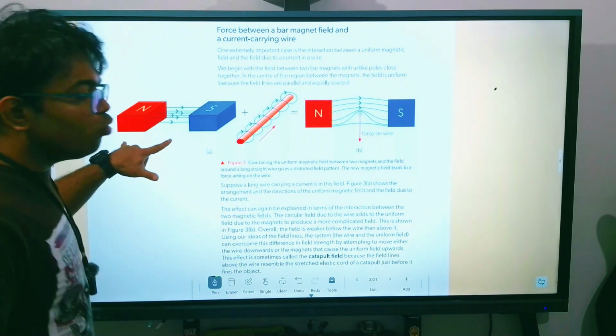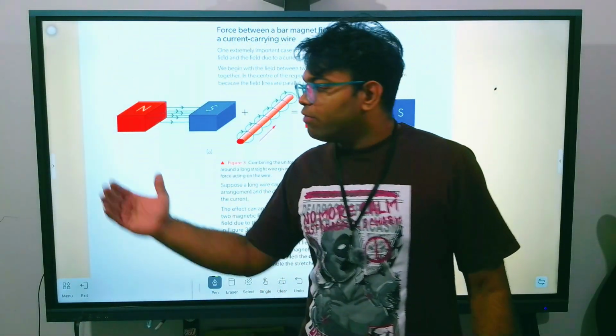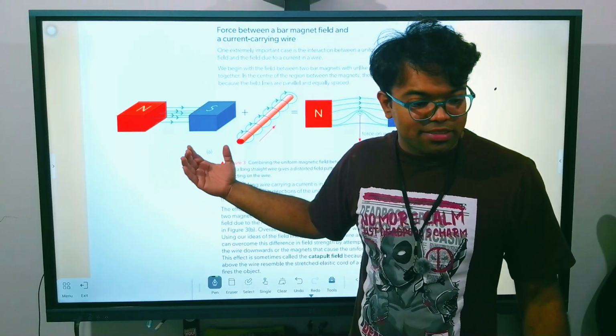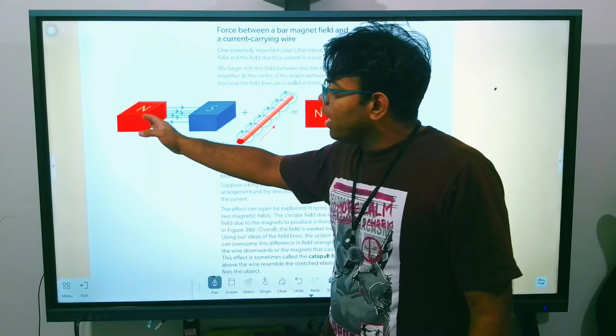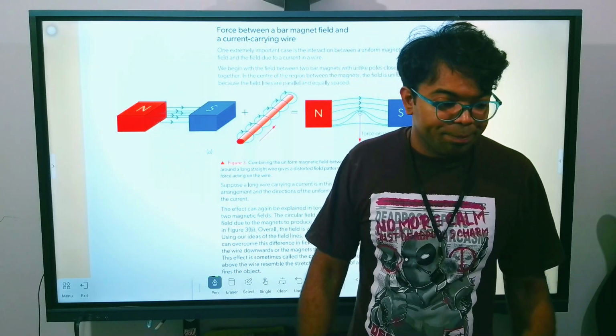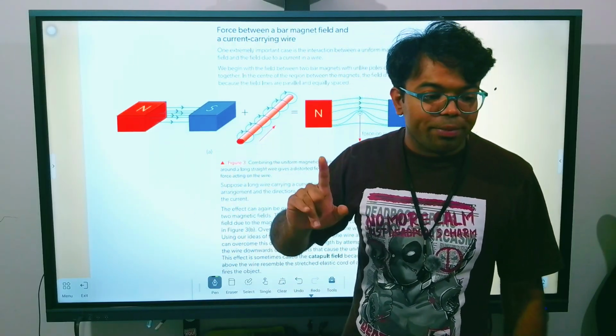So these two magnets are placed parallel to each other. There will be equally spaced magnetic field lines from the north pole entering the south pole, right? Now, what is happening here?